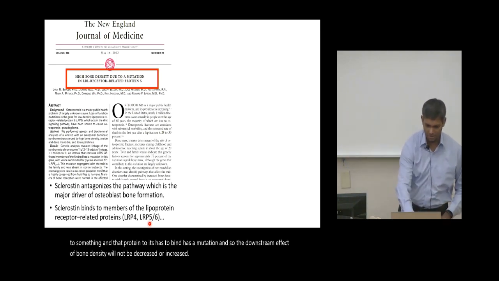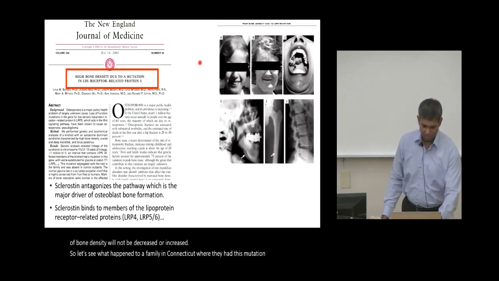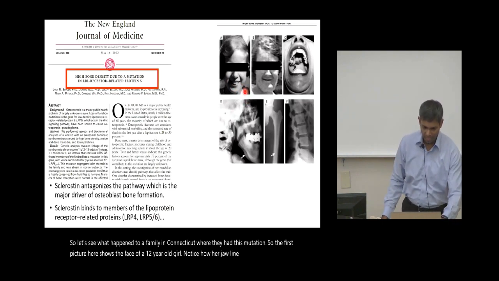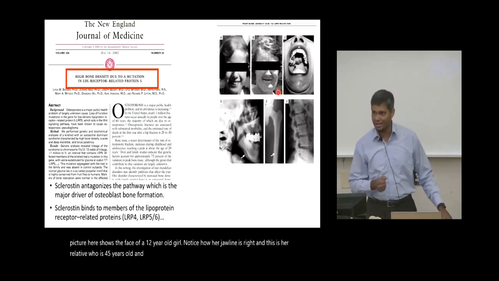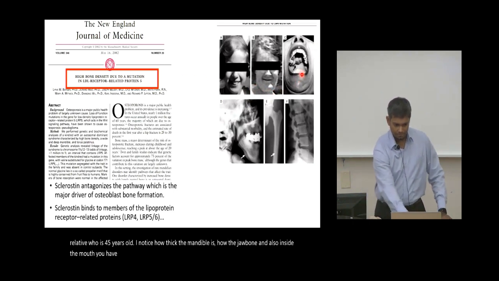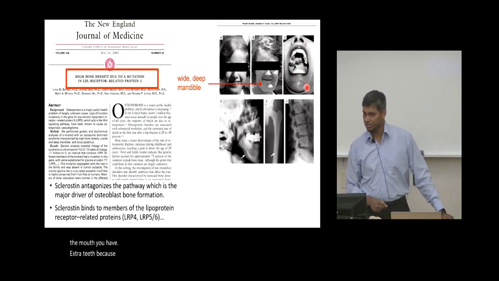So let's see what happened to a family in Connecticut where they had this mutation. The first picture here shows the face of a 12-year-old girl. Notice how her jawline is. And this is her relative who's 45 years old, and notice how thick the mandible, or the jawbone, is. Also, inside the mouth you have extra teeth because of this mutation.